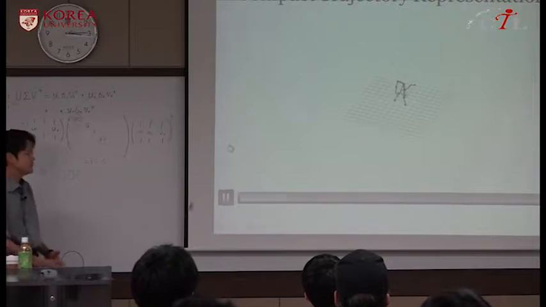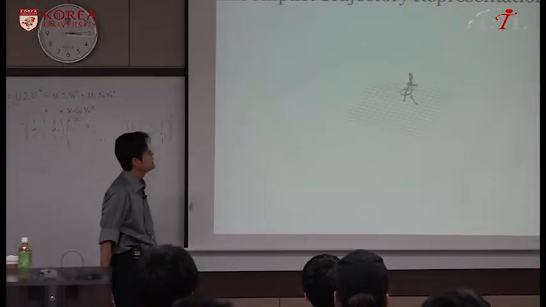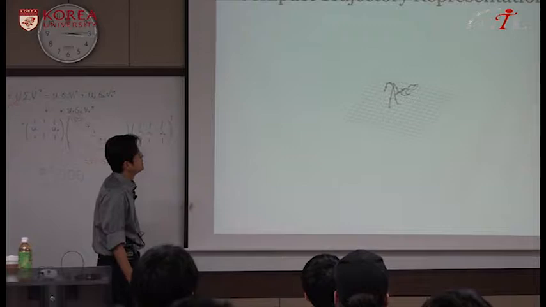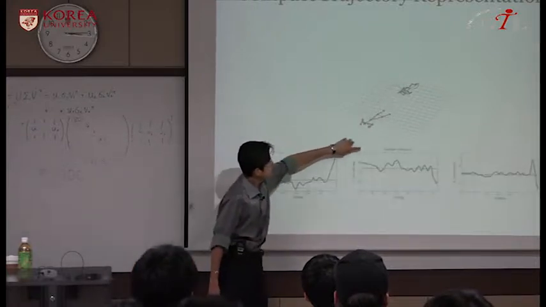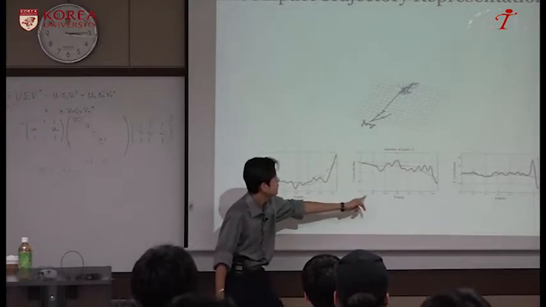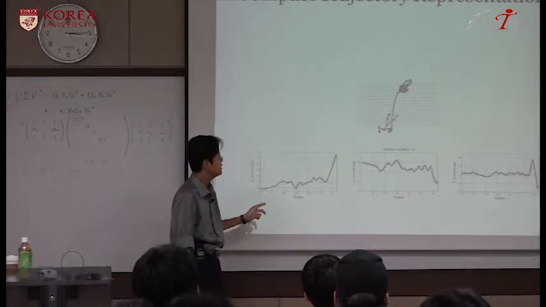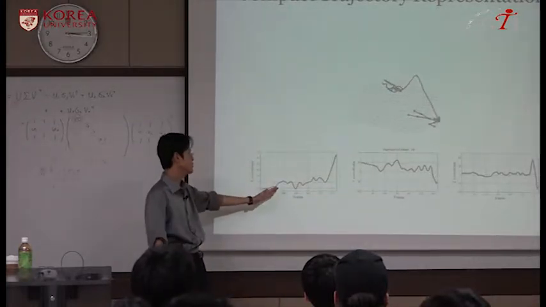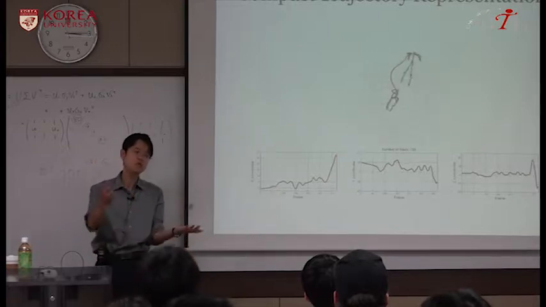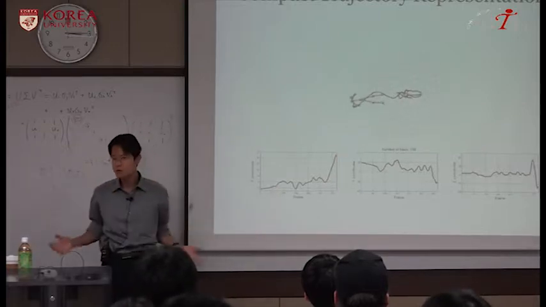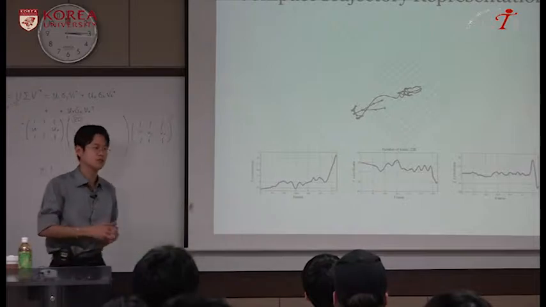So given this very arbitrary motion, here the number of coefficients is 1, 2, 3, 4, 5, 6, 7, 8, 9, 10, 11, 12, 30, 40. Okay, 40 is good enough. Just 40 coefficients, then the arbitrary motion can be nicely reconstructed.